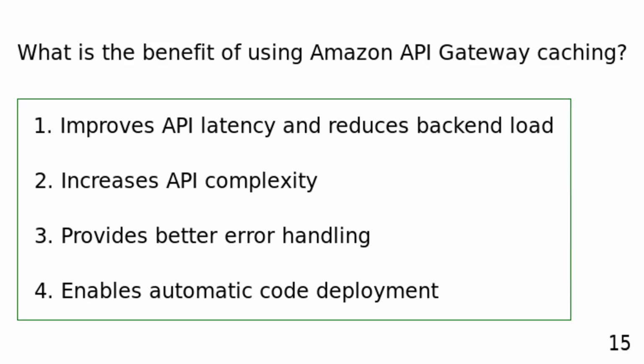What is the benefit of using Amazon API Gateway caching? Improves API latency and reduces back-end load. Increases API complexity. Provides better error handling. Enables automatic code deployment.